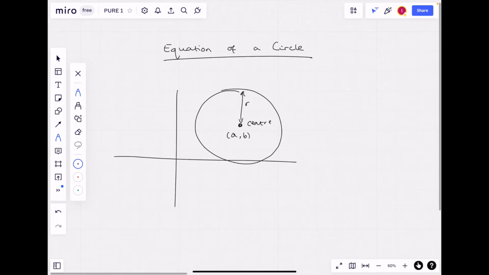And the equation will follow this format: (x minus a) all squared plus (y minus b) all squared equals r squared. That is something that you need to remember because they make use of that quite a lot with circles. Let's have a look at some of the applications of it.